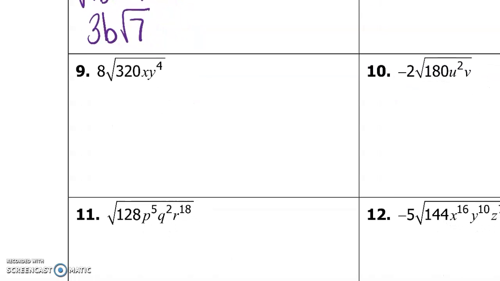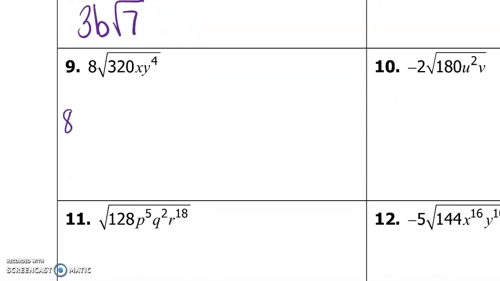For number 9, we obviously have the 8 along the outside, so I'm going to bring that down. 320, maybe you know that 4 goes in, but that's not a big enough perfect square, so you need to find your biggest perfect square that goes in there. It would be 64. So 64 goes in your first square root. It's 64 times 5, so 5 goes in your second square root. X does not have an even exponent, and it's only a 1, so it goes there. Y to the 4th is an even exponent, so it goes in your first square root.